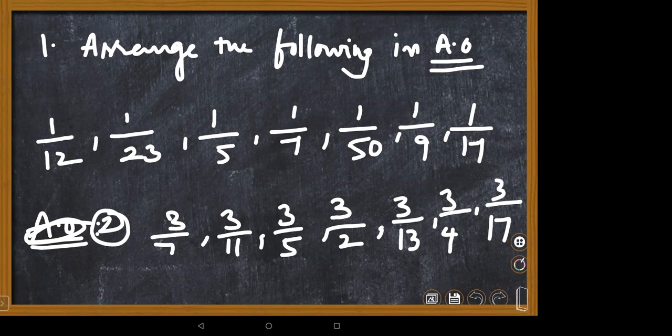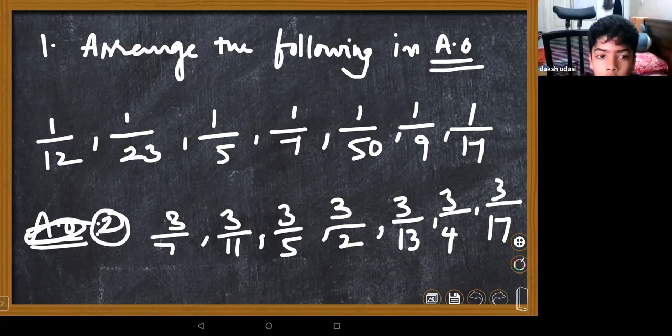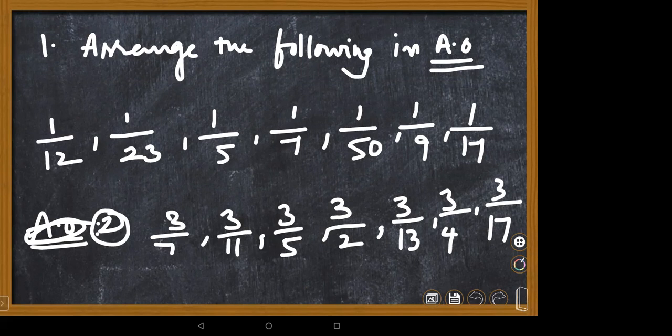Listen, children, please don't quarrel. Here, ascending means small to big. You are writing descending order. Please correct your mistake. Always, in unit fractions, the greater denominator is the smallest fraction. Understand, children? I have a doubt about unit fractions. Yes, Daksh, please.